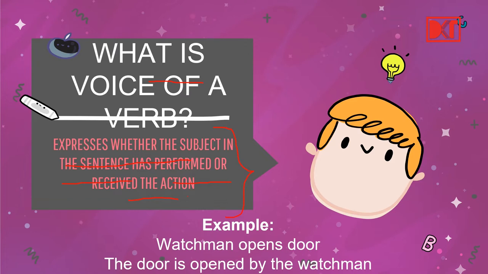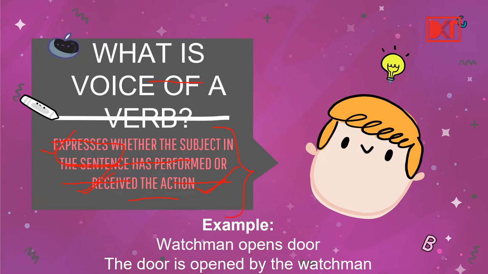Voice kya karti hai? Voice ka ek kaam hai bas. Voice hame ye batati hai whether the subject, jo bhi subject hai sentence mein, wo in dono mein se kaun si cheez kar raha hai. Ya to wo action perform kar raha hai ya wo action receive kar raha hai. To voice hame kiske bare mein batate hai? Subject ke bare mein. Either the subject is performing the action or the subject has received the action, and the voice tells us exactly that. Alright, so let's see the examples here.